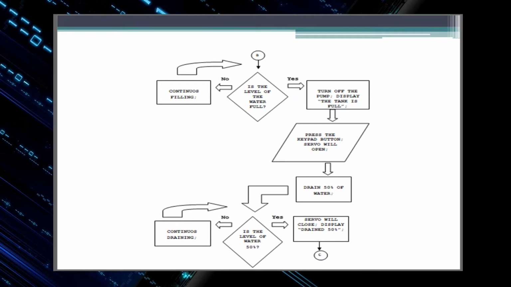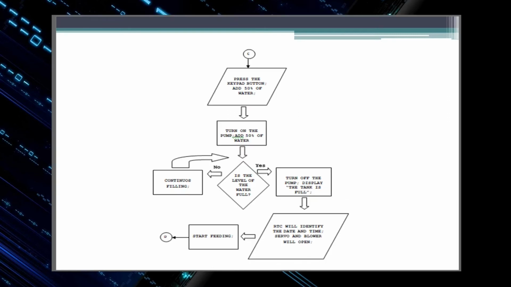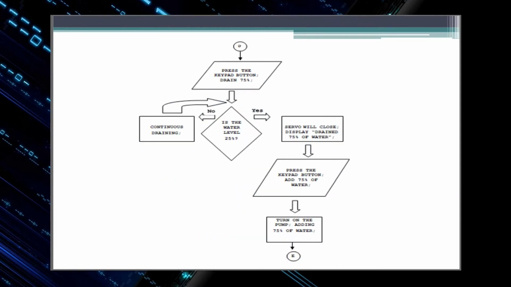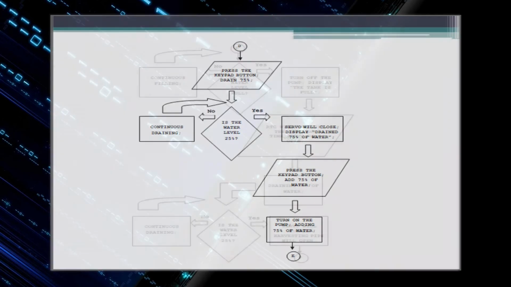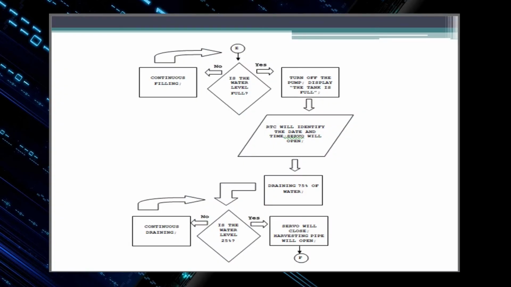Press the keypad to drain water, set date and time. The servo will open, and when the bottom sensor detects water, the servo will close. The LCD will display finish draining. Press the keypad to feed fish, set date and time. The servo will open, and the blower will turn on. After the feeding is done, the LCD will display finish feeding.